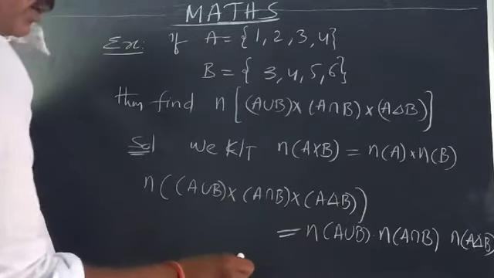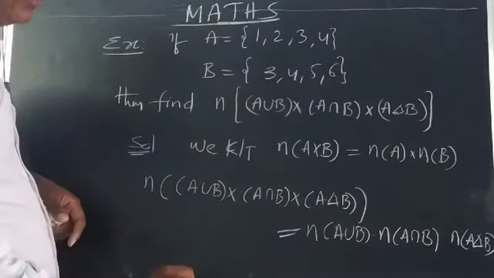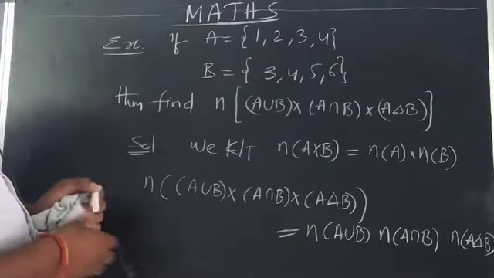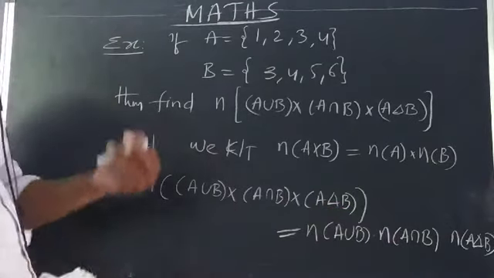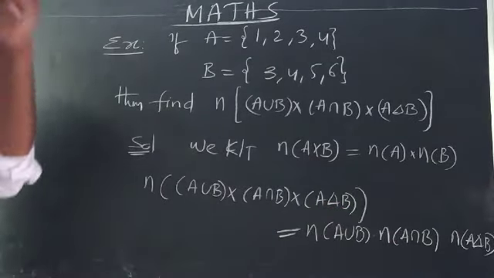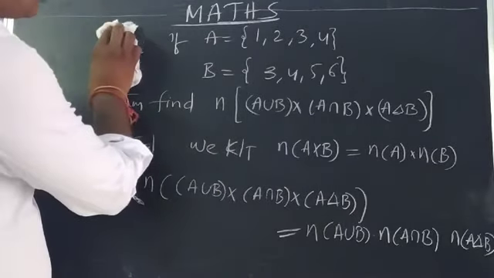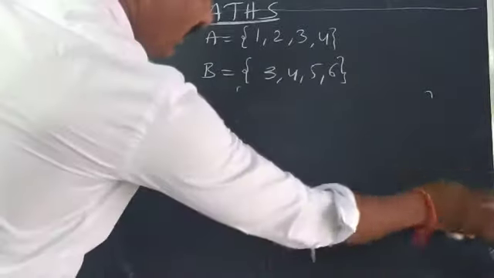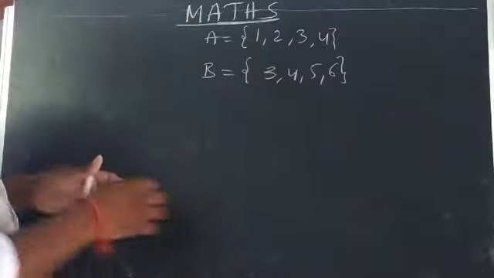Right? Now what am I going to do? Already we have A and B, so I am going to find the A union B set, the A intersection B set, and the A symmetrical difference B set. Later I will count the number of elements, then I will substitute here. Definitely I will get the number of elements in the given set. Okay, see here. I am going to find A union B first, then A intersection B, and A symmetrical difference B.